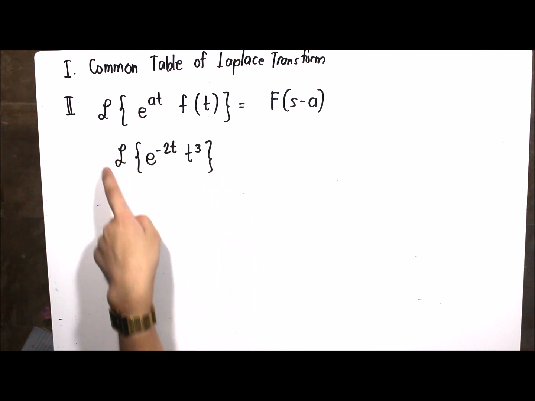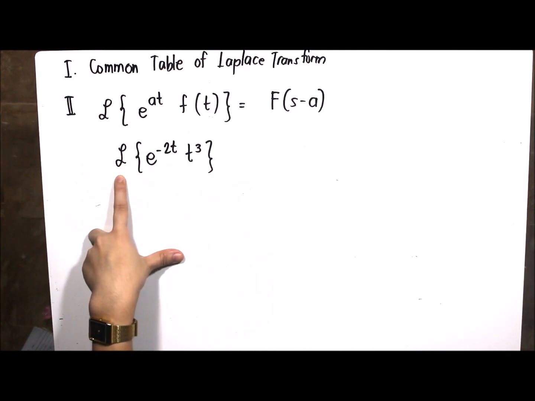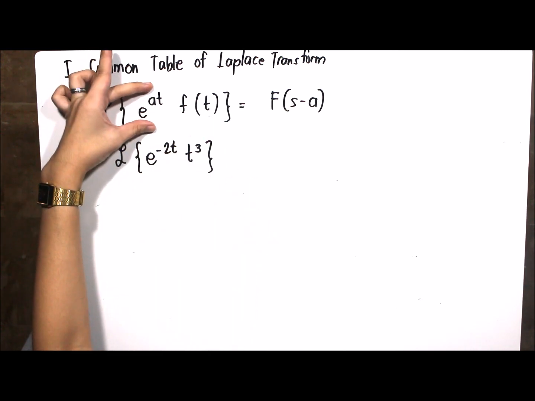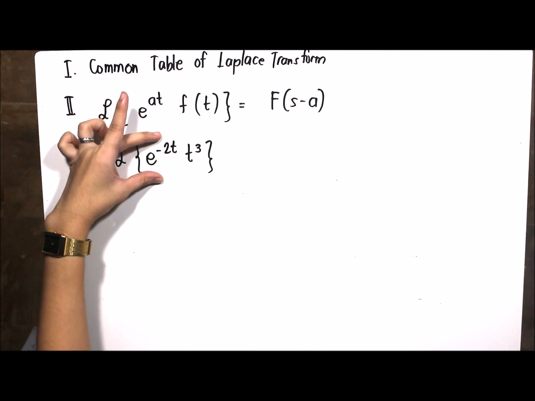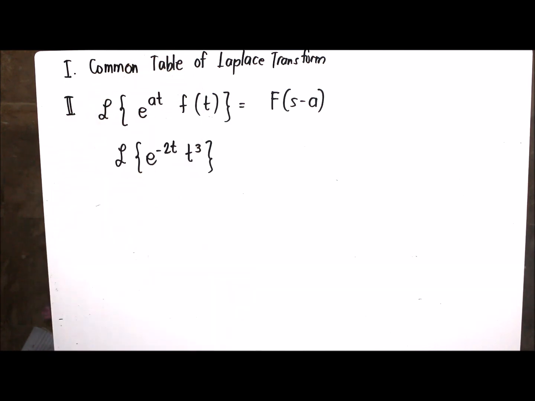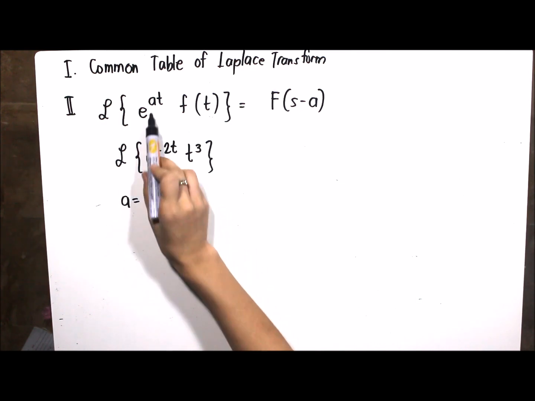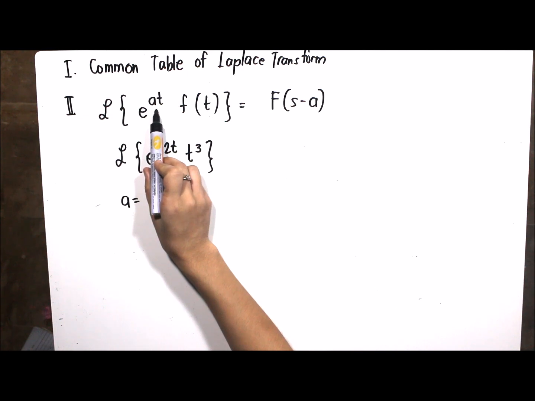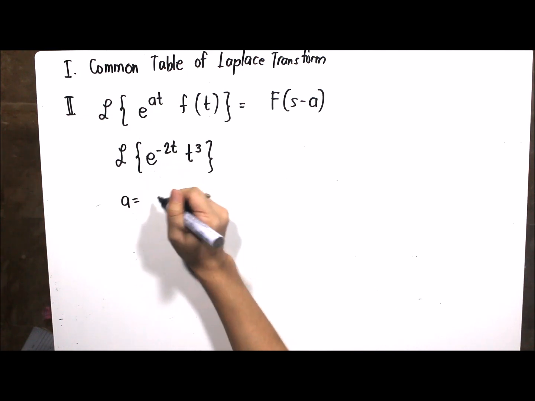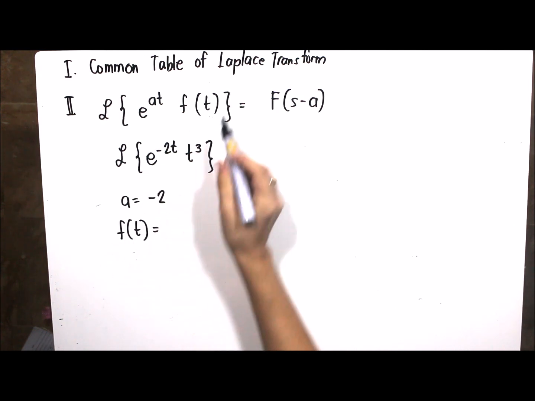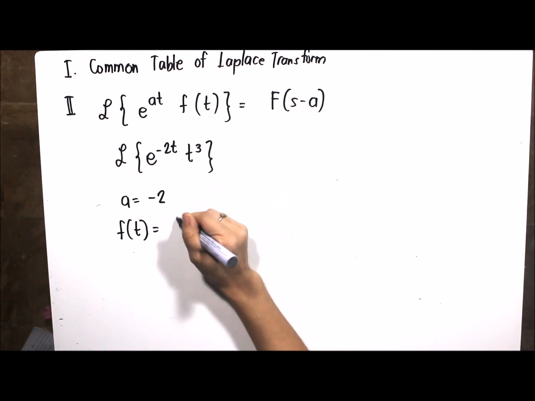Sige, lagyan na natin sa example. For example, kumuha tayo ng Laplace transform ng e raised to negative 2t times t cubed. Based on this given, e raised to at is e raised to negative 2t and the f of t is t cubed. So, ang gagawin lang natin is simply identify what is the value of a in this given, and that is the coefficient of t as an exponent of e. So, that would be negative 2. And identify ano yung function, ano yung f of t natin based on the formula. So, dito sa given natin, t cubed yun.